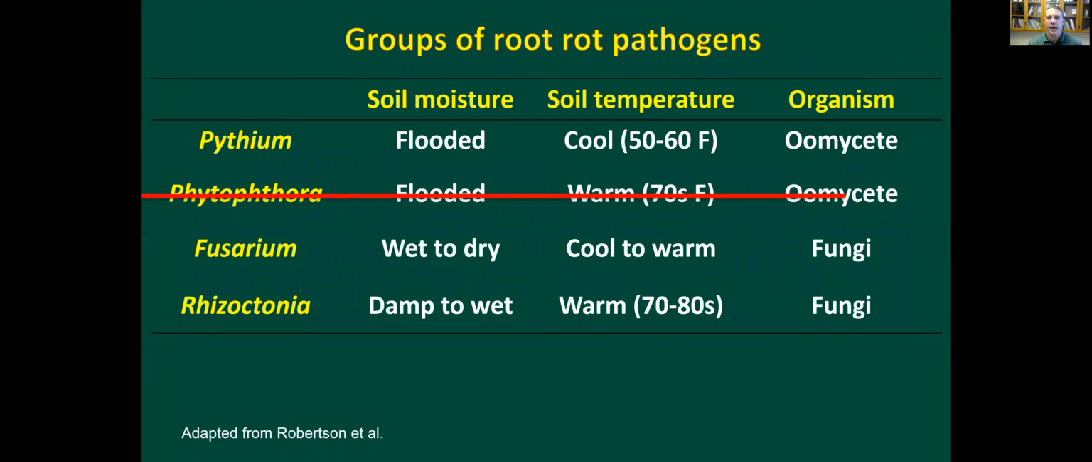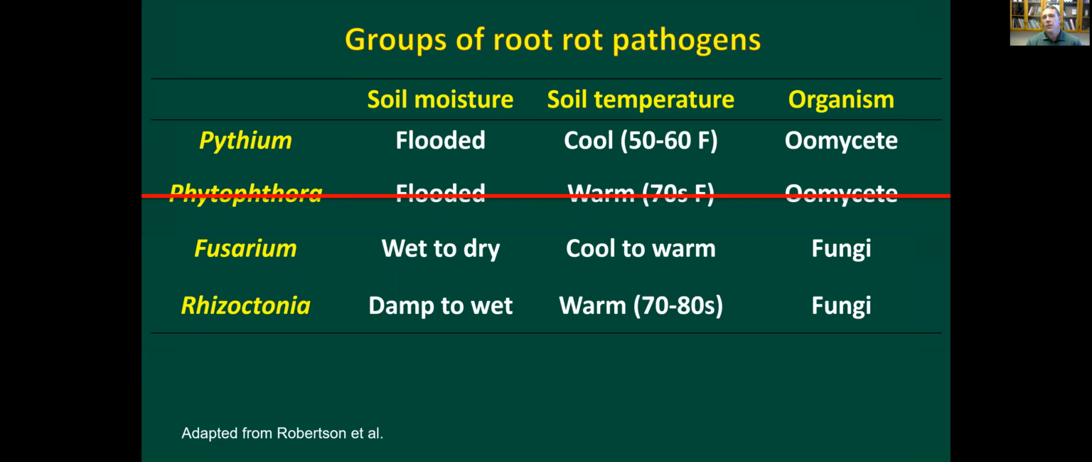So let's eliminate Phytophthora for now, because we're not worried about that with dry beans. Then look at this table again. With soil moisture, we know Pythium loves it flooded. But Fusarium and Rhizoc can occur when it's damp or wet or even dry. With soil temperature, we know some of them like it cool and some of them like it warm.